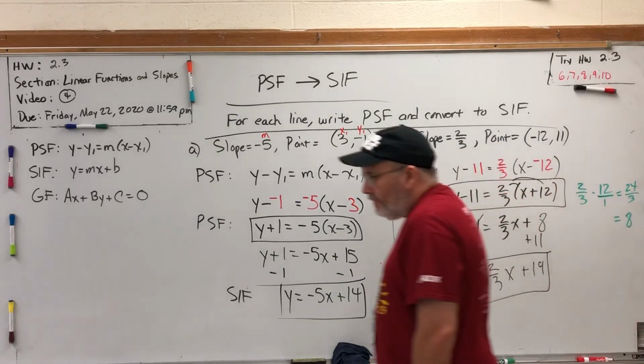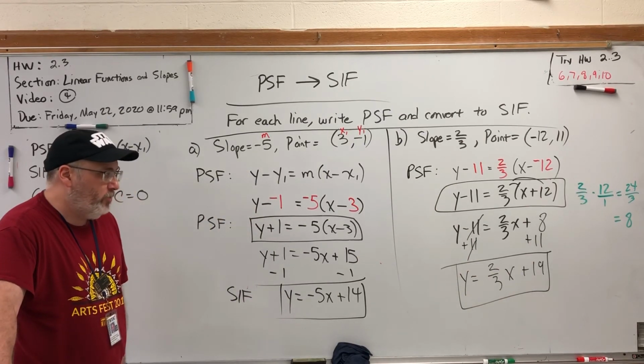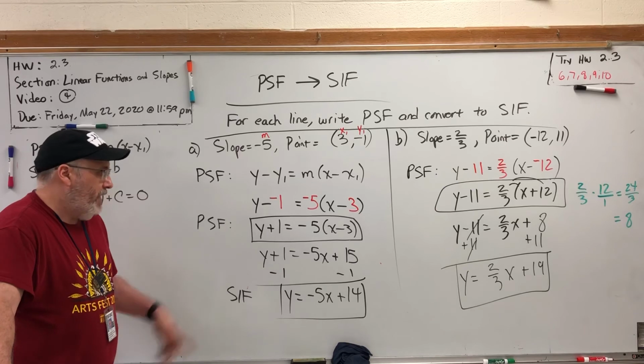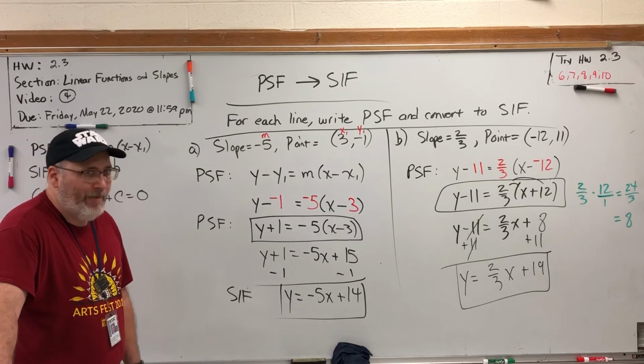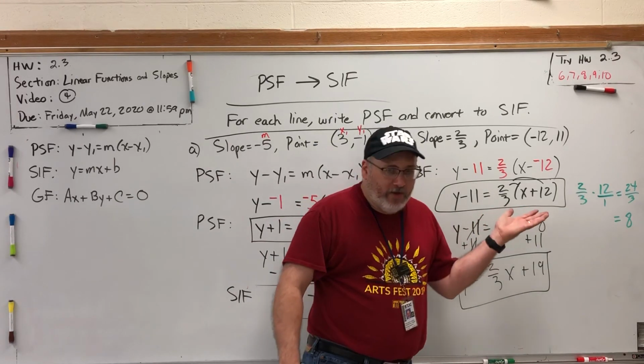So as you can tell, converting from point-slope form to slope-intercept form is fairly predictable. Distribute to get rid of the parentheses. Add or subtract as necessary to get the y by itself. About the only thing that can go wrong is there might be fractions in your way. Boo-hoo.